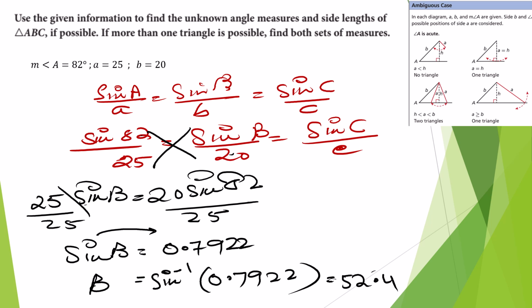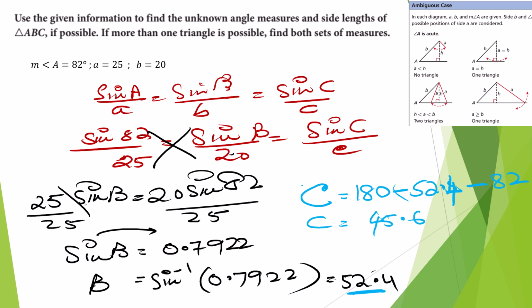Now to find the third angle, angle C, what do we do? From the 180, we subtract this angle, that is 52.4, and also the next angle, that is 82. Okay, so let's find out: 180 minus 52.4 minus 82. So we will get 45.6. So this is our set of angles in the triangle.